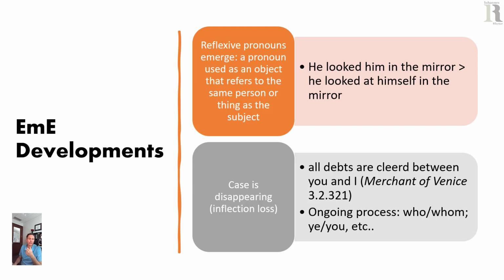And also we have case disappearing in pronouns. Shakespeare and other early modern writers are pretty loosey-goosey about how they use I and you. All debts are cleared between you and I, he writes in The Merchant of Venice. It should be you and me because it's the object of the preposition between, right? Anyway, this is an ongoing process, right?